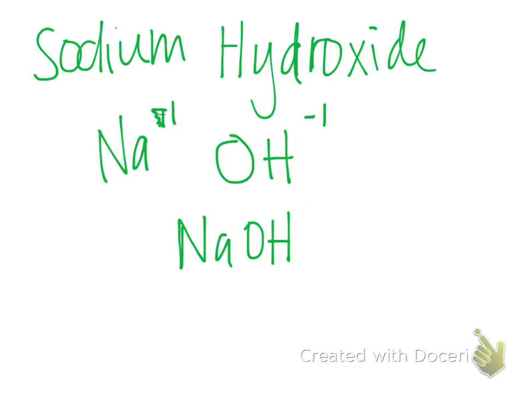So if we would cross down our charges, it would look like this. Na1, OH1. There's no need to include those ones, so we leave those off. OH is one of our polyatomic ions, so one of your flashcards. Okay?